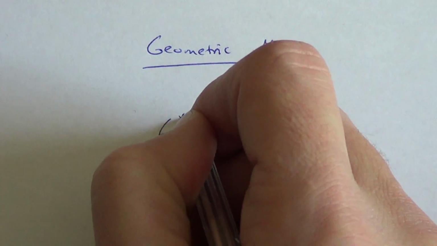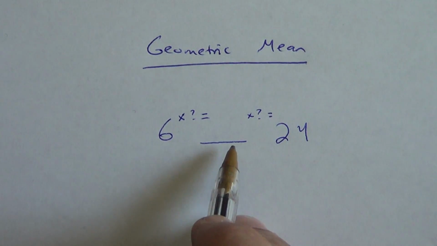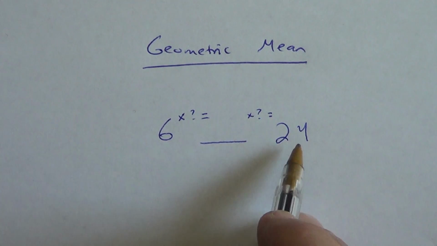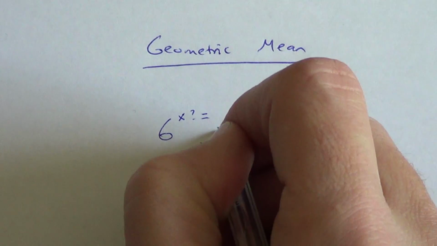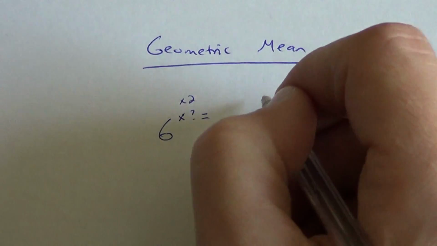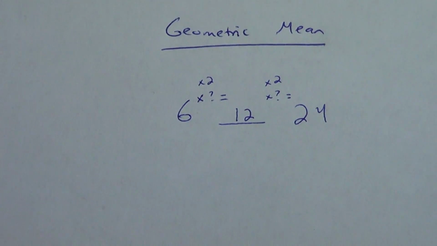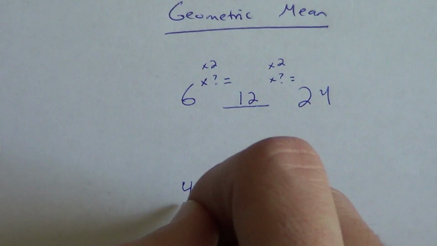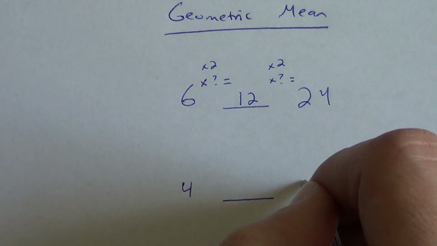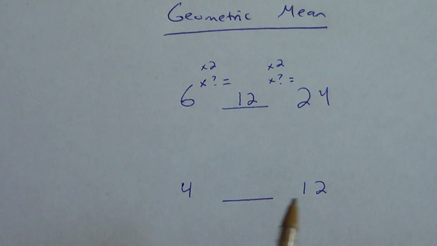Geometric mean, though, is a multiplication concept. Okay, so I'm going to multiply 6 by something to get a number, and I'm going to take that number times the same thing I did over here to get 24. This one works pretty easily. It's just 12. 6 times 2 is 12, and 12 times 2 is 24. Okay, but sometimes they're harder. Let's say I did something like this. 4, and then a gap, and then 12. Well, 4 times 2 is 8, 8 times 2 is 16.